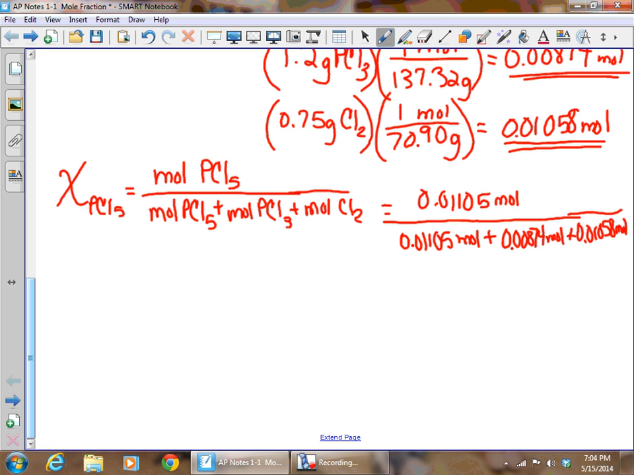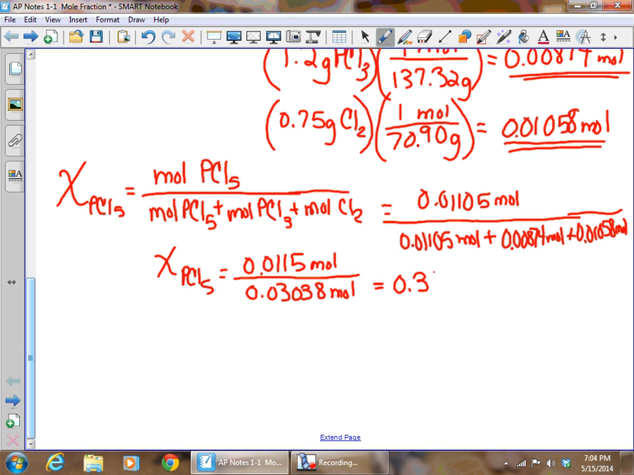When I work this out, I get that the mole fraction of PCl5 is 0.01105 moles divided by the total, which is 0.03038 moles. And I get a value for the mole fraction of PCl5 of 0.36. So there's my first mole fraction.